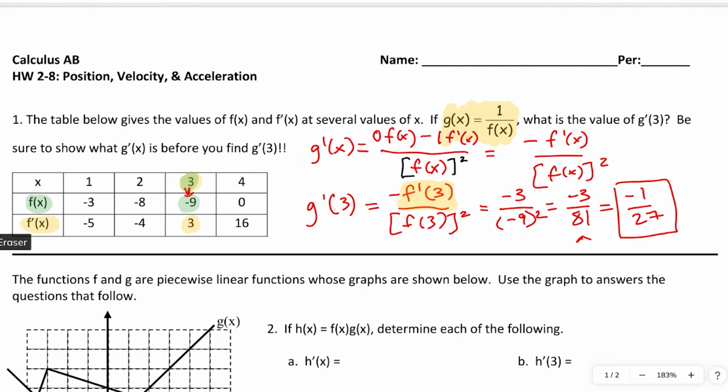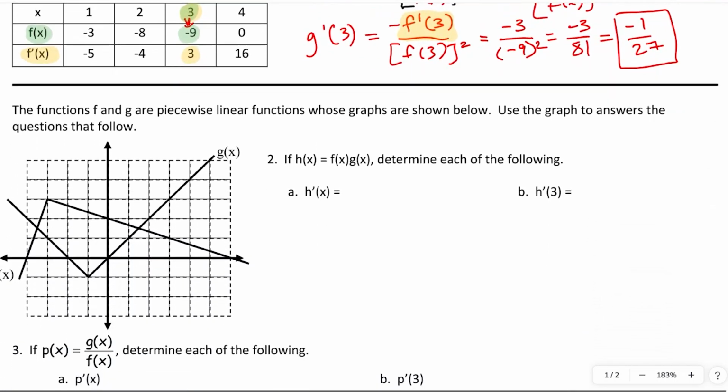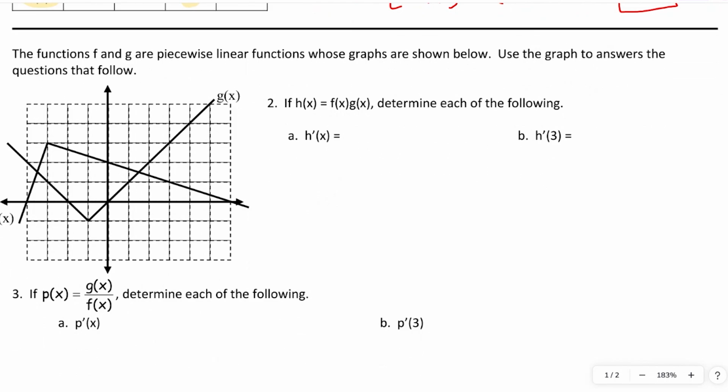On those free response items, you do not need to reduce or simplify or anything like that. Okay, let's take a look at number 2. The functions f and g are piecewise linear functions whose graphs are shown below. Use the graph to answer the questions that follow.